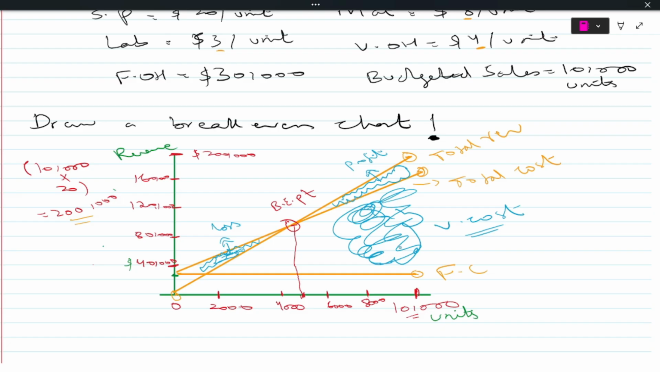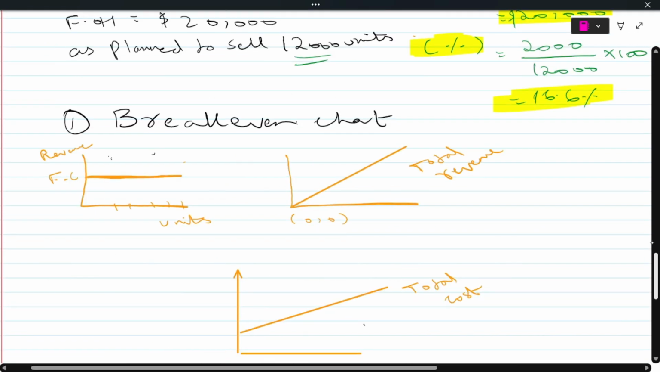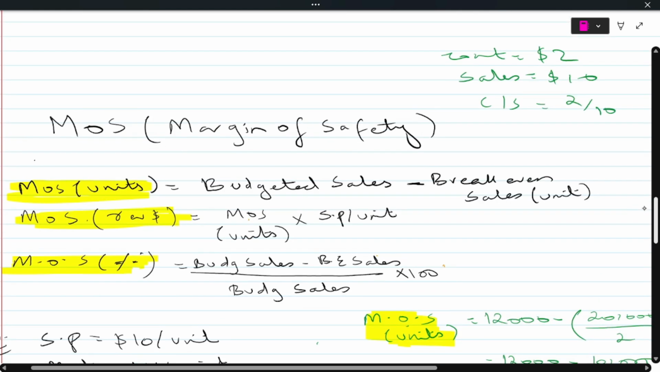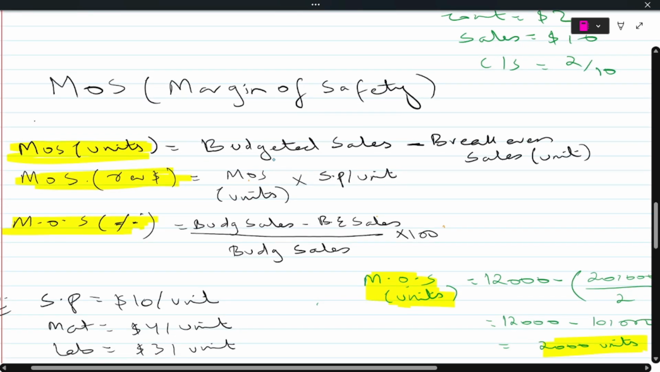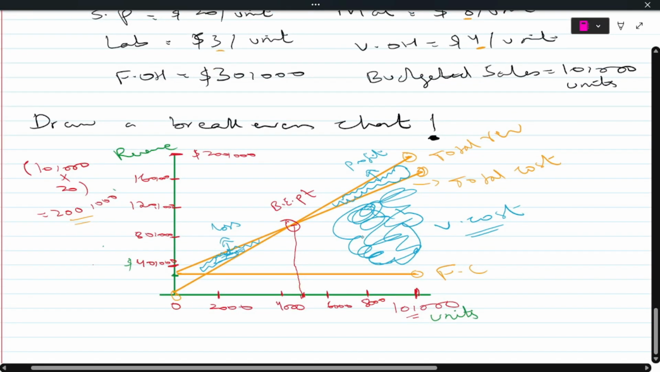See? Okay. And now, last but not the least, margin of safety. How would you tell them the margin of safety? Very simple. Just try to recall the formula of margin of safety. We studied this in the previous class, right? Budgeted sales minus break-even sales, right? Come over here. Let me tell you how to find my margin of safety. Which area will tell you the margin of safety?